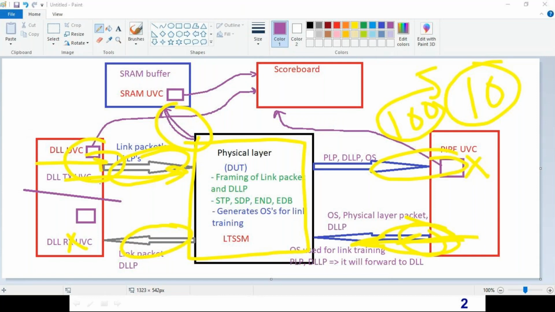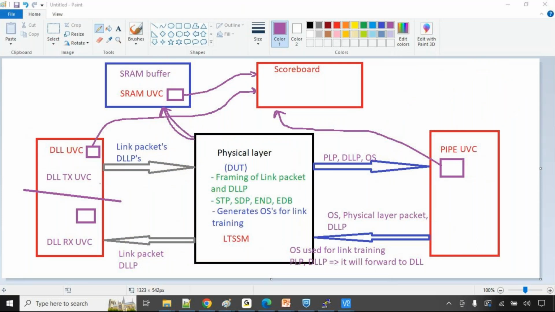So I want you to remember that and do it without negligence. Okay, so let me directly get into the design and test bench development now.